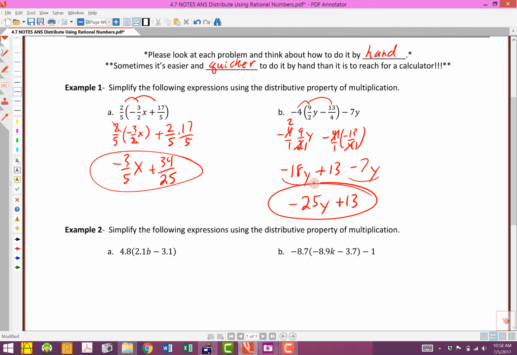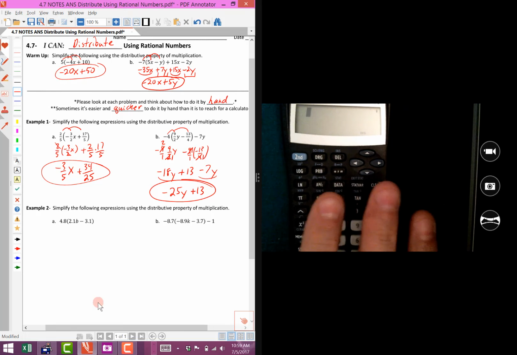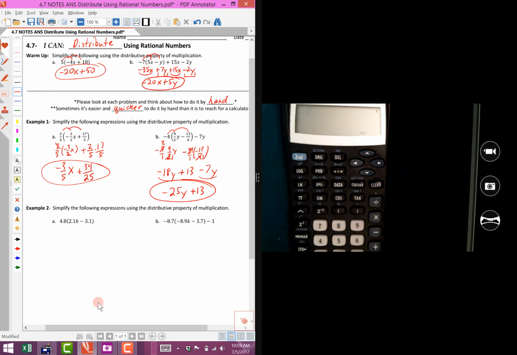So let's check this on the calculator. Now I'm going to pull up that other screen. We've got the calculator open on the screen, as you can see over here. Let's go ahead and do this first problem right here. Let's do that 2 fifths times negative 3 halves. So we're going to do the fraction input 2 fifths, and then we're going to times that by negative 3 fraction input 2.